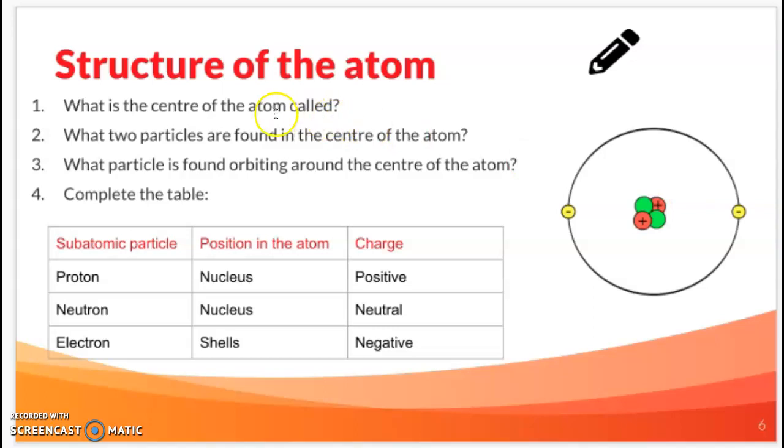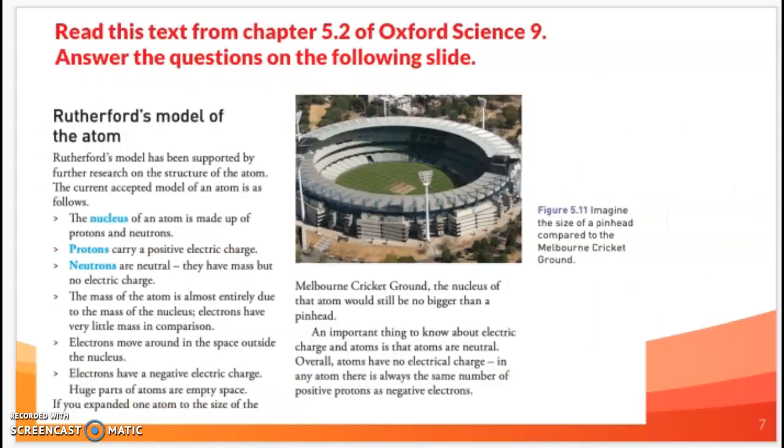So what's the center of the atom called? The nucleus. The 2 particles found here are the neutron and the proton. What particle is found orbiting the center of the atom? That is the electrons, and that's a nice summary of that. I highly recommend you take the time to memorize and think about that. I really like this analogy, which is further looked into in the next video, 2 slides down.